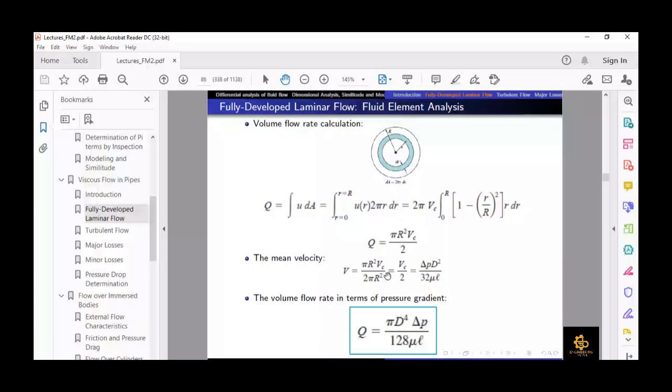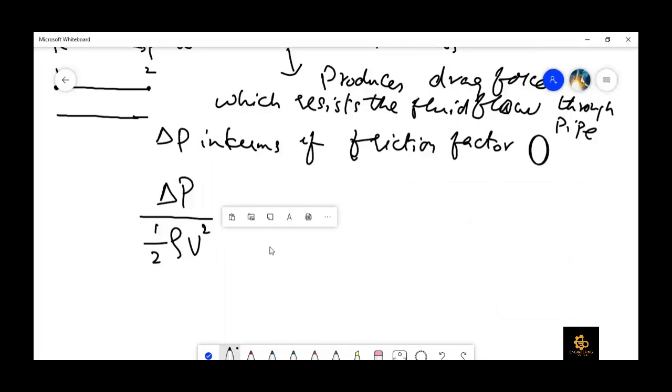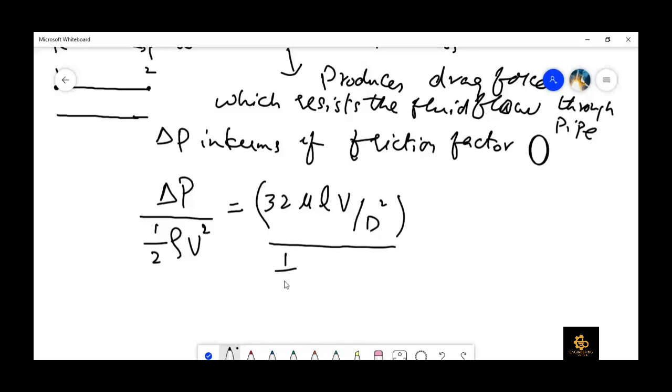If we see this second relation here, V is equal to delta P D square upon 32 mu L, right? So from here we can write delta P equal to 32 mu L into velocity. This V is the mean velocity, divided by D square. So let's put that value here. That would be equal to 32 mu L V, where V is the mean velocity, divided by D square, divided by half rho V square.